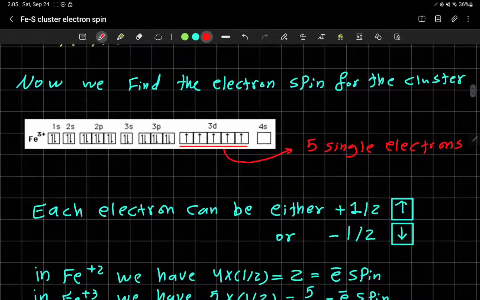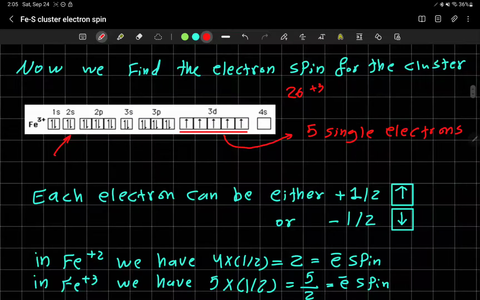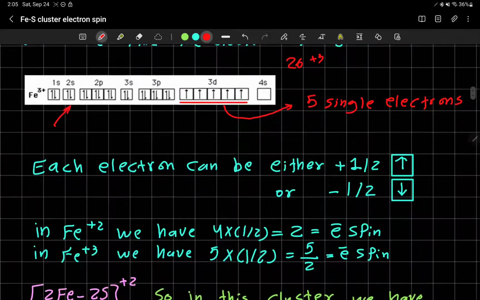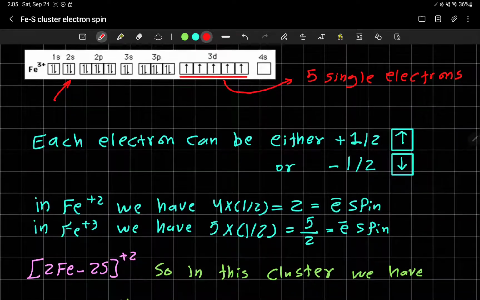Now we find the electron spin for the cluster. We know that iron has 26 electrons total, but since it's in the +3 state, we can put them in their orbitals like this, and we will end up in this case with 5 single electrons in the 3d. Each electron can be either +1/2 or -1/2, depending on whether the arrow is up or down.